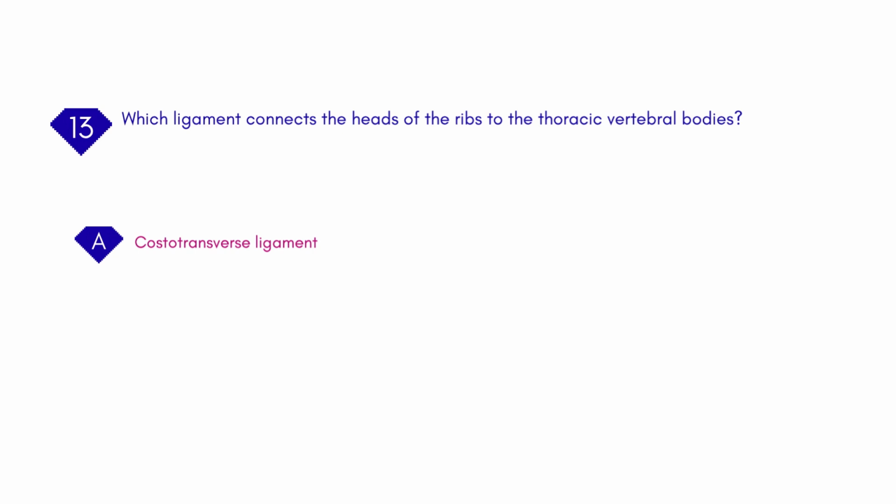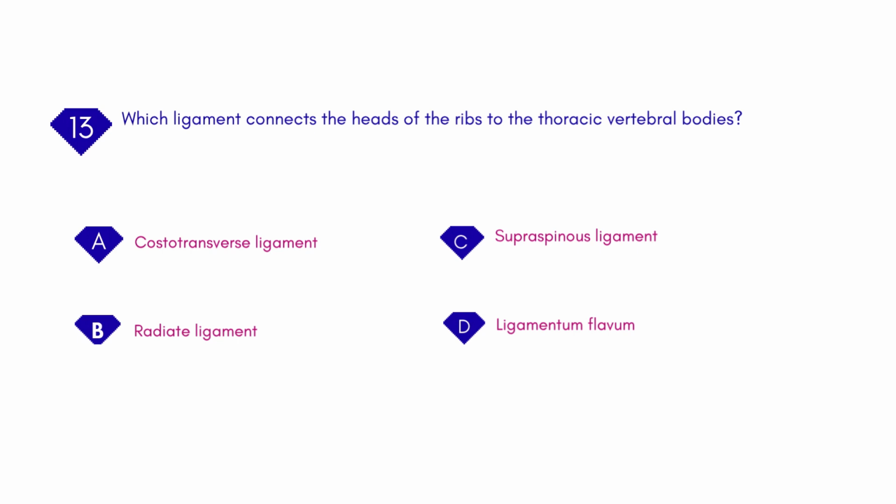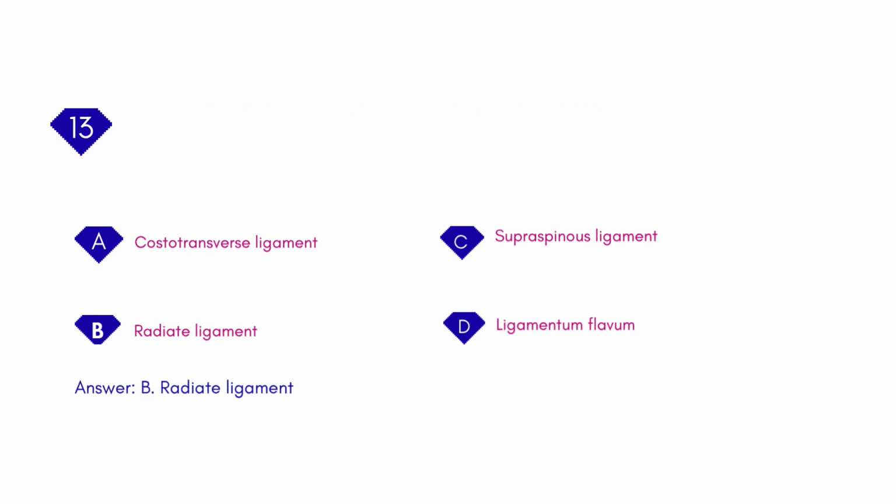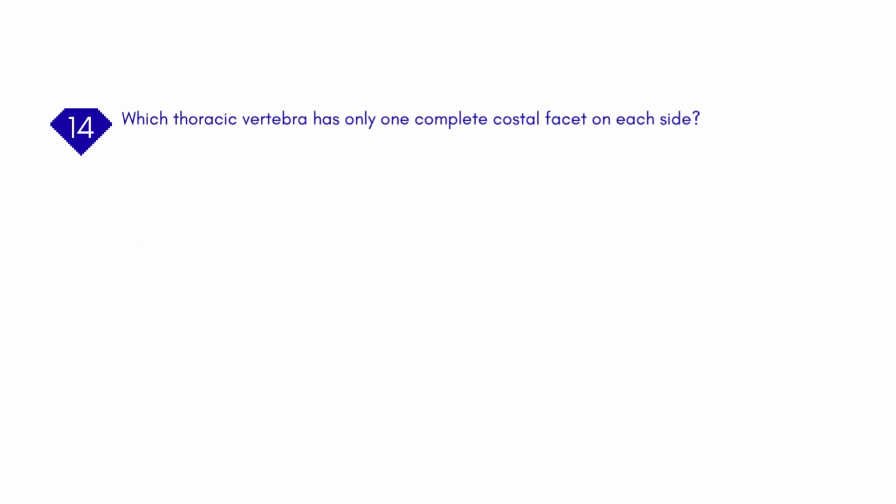A. Costotransverse ligament. B. Radiate ligament. C. Supraspinous ligament. D. Ligamentum flavum. Answer: B. Radiate ligament. Which thoracic vertebra has only one complete costal facet on each side?